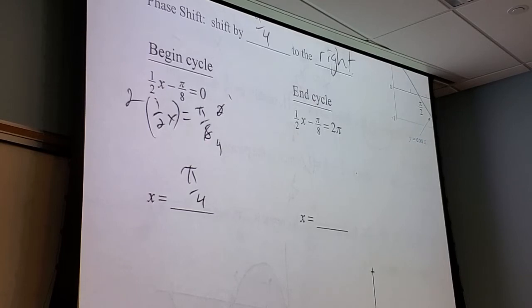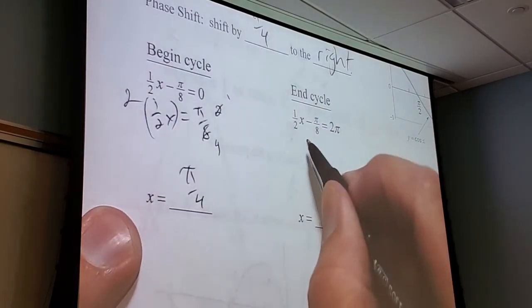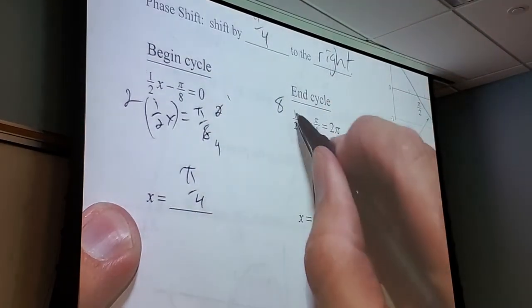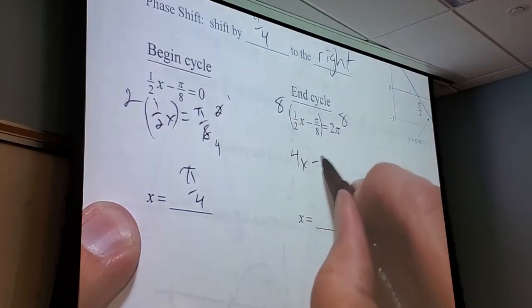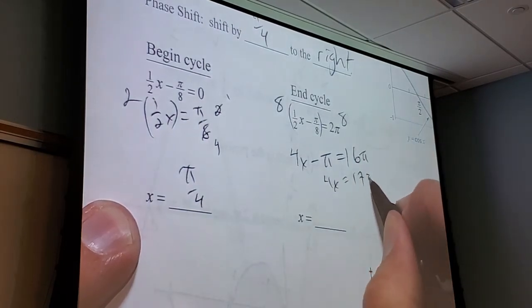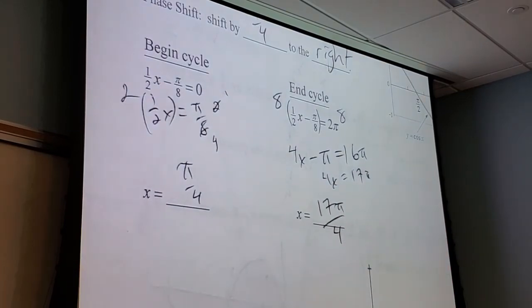Now let me see. Well, let's do this. If I do this, this is a little bit grosser, but let's do one thing real quick at the beginning. I'm going to multiply both sides by 8, just to kill all my fractions, right? So I get 4x minus pi equals 16 pi. I get 4x equals 17 pi. I get x equals 17 pi over 4. I don't know if you guys see that. So anytime you have fractions in an equation, you can kill them. Just straight up murder them, right?